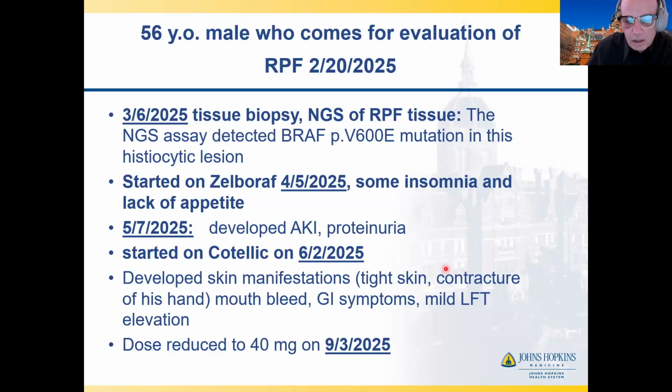And then he had another side effect from that medication. You know that the Cotellic is 3 tablets. With some patients, the GI symptoms are really terrible, diarrhea. I have patients who develop diarrhea. You have to reduce the dose. He also had some contracture in the skin, tight skin, and he couldn't make a fist with his hand. So I reduced the dose from 60 milligrams to 40, which he tolerated very well.